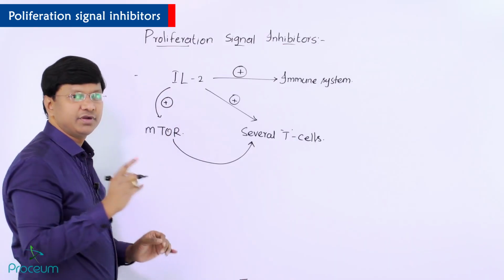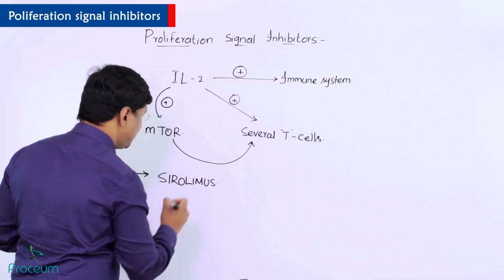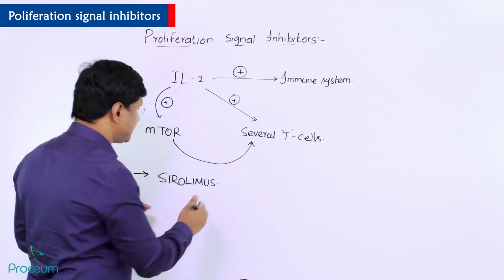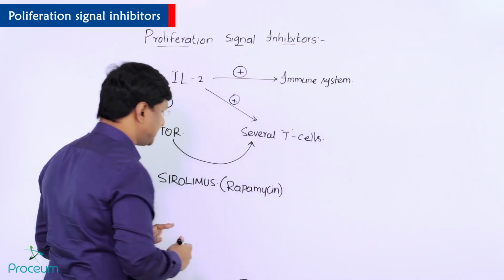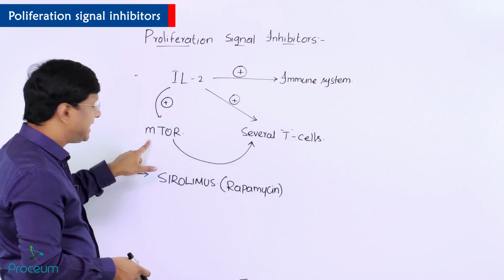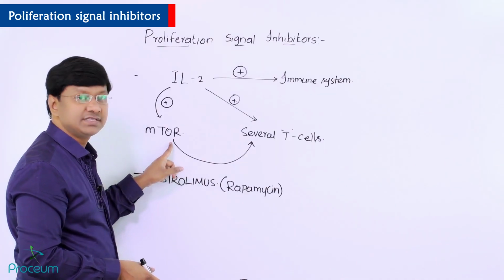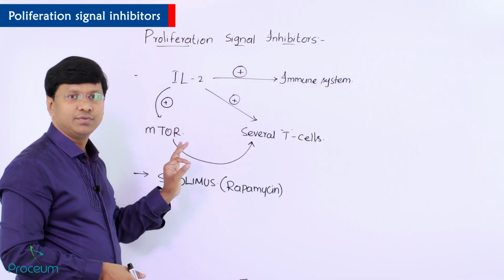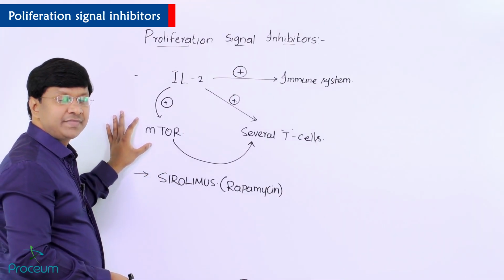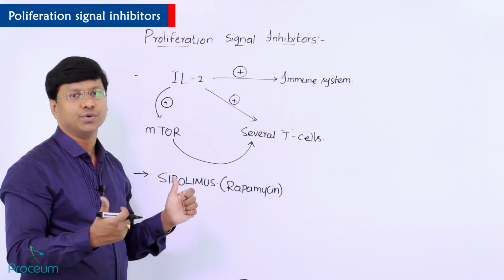Now let me tell you the drugs in proliferation signal inhibitors. The drug we have is Sirolimus, which is nothing but rapamycin. This Sirolimus will bind with mTOR and inhibit it. Once Sirolimus binds with mTOR and inhibits it, do you think there will be the action of interleukin 2? No.